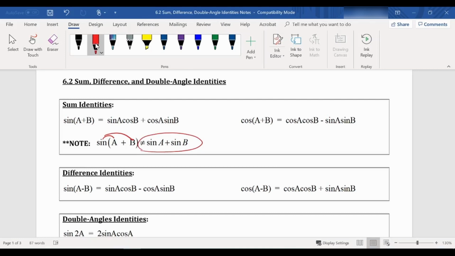If you see a sine with brackets or a cosine with brackets and stuff inside, take a look at your formula sheet, look at your identities, okay? You cannot distribute. Sine and cosine are functions, not numbers. You cannot do this, okay?